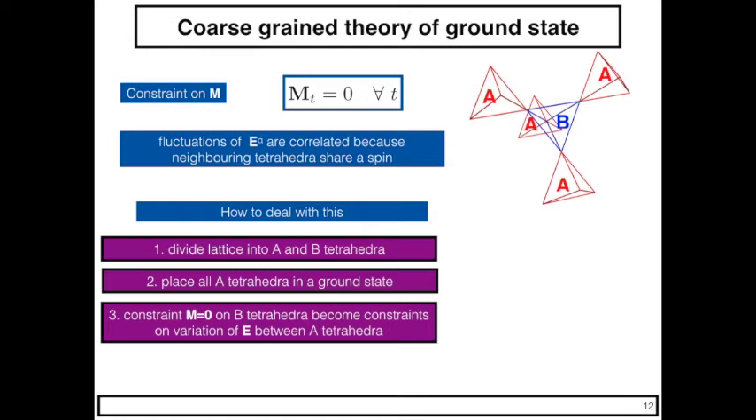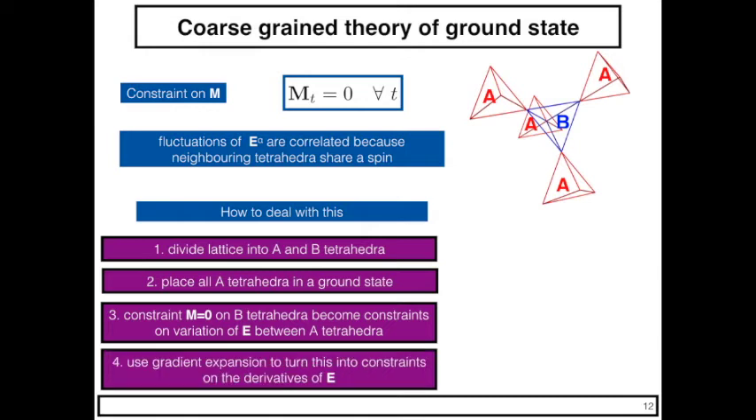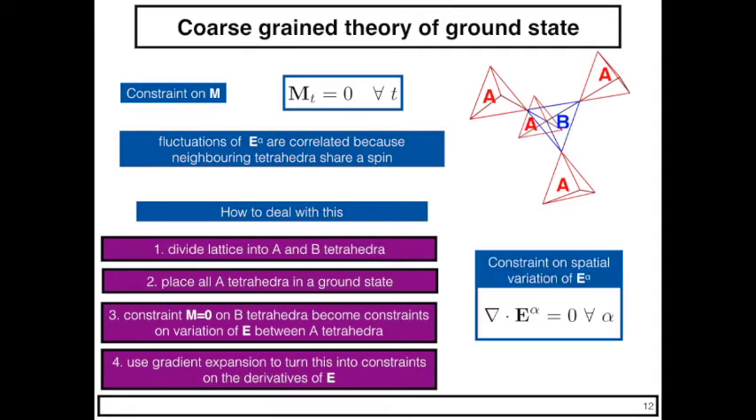Using a gradient expansion, we can turn that into a constraint on the spatial derivatives of E, and once we've done that, the outcome is that each of the 3 fluxes independently obeys its own Gauss's law. This gives us essentially 3 copies of an ordinary Coulomb phase with 3 vector fluxes, 1 for each E.